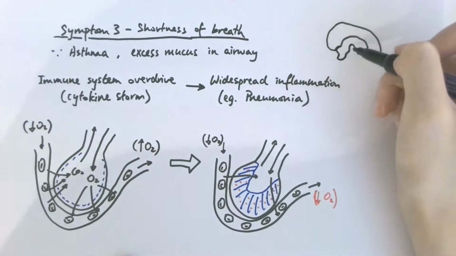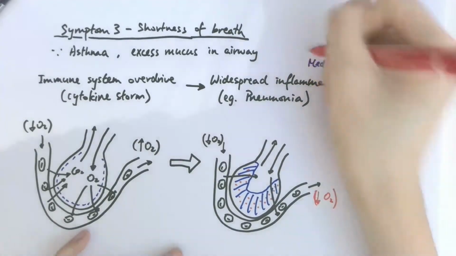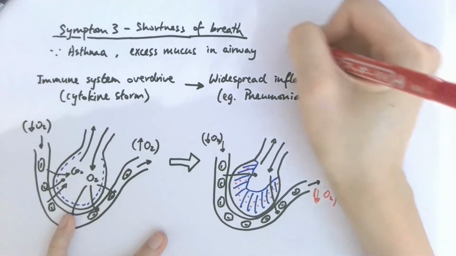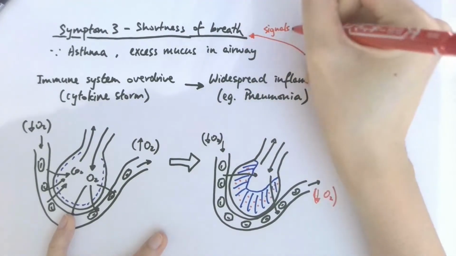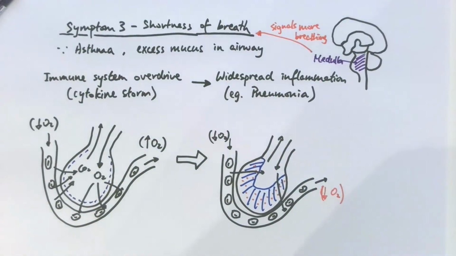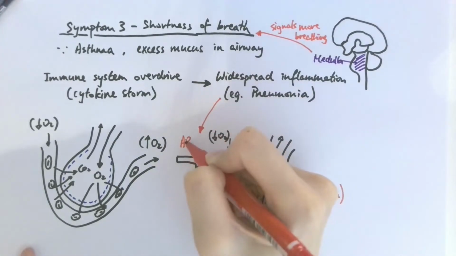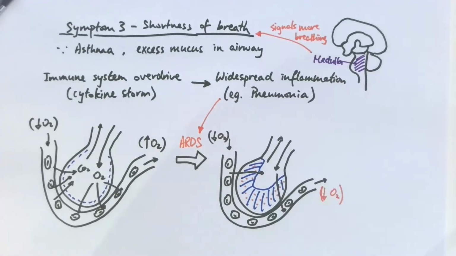The brain senses that the blood is low in oxygen, so the medulla, the part of the brain that controls automatic functions, will then send impulses to the respiratory system to breathe more rapidly to compensate for the lack of oxygen, hence the shortness of breath. This fluid accumulation in the alveoli is known as the acute respiratory distress syndrome, or we call it ARDS.